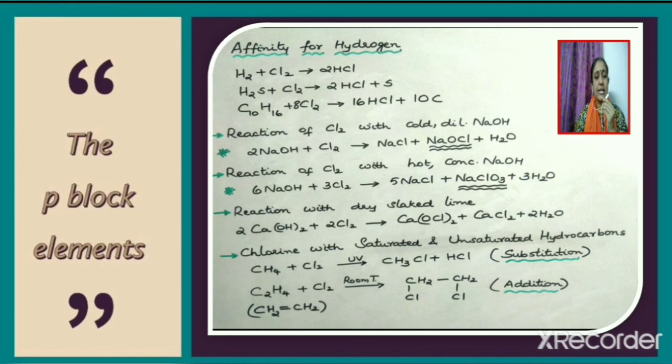Chlorine can react with saturated as well as unsaturated hydrocarbons. For example, let the saturated hydrocarbon taken be methane. Chlorine reacts with methane in the presence of UV light to give chloromethane and HCl. This reaction is known as a substitution reaction because chlorine takes the place of hydrogen. Chlorine can also react with unsaturated hydrocarbons like ethene. Ethene reacts with chlorine to give 1,2-dichloroethane. Here chlorine gets added across the carbon-carbon double bond. Hence it is an addition reaction.